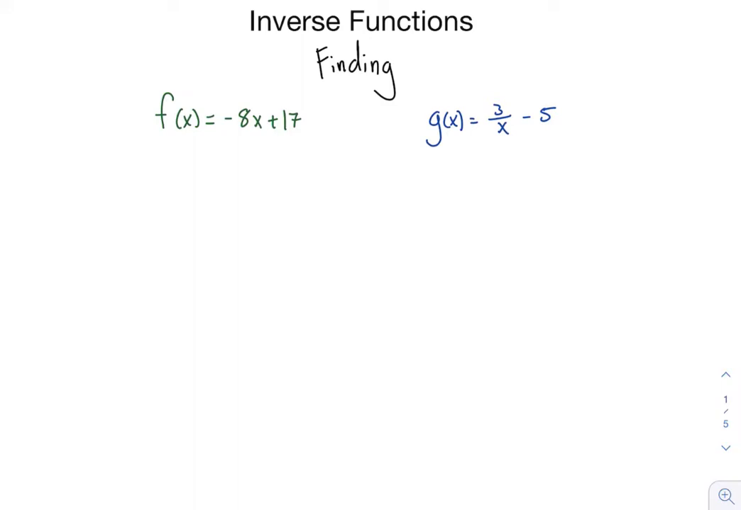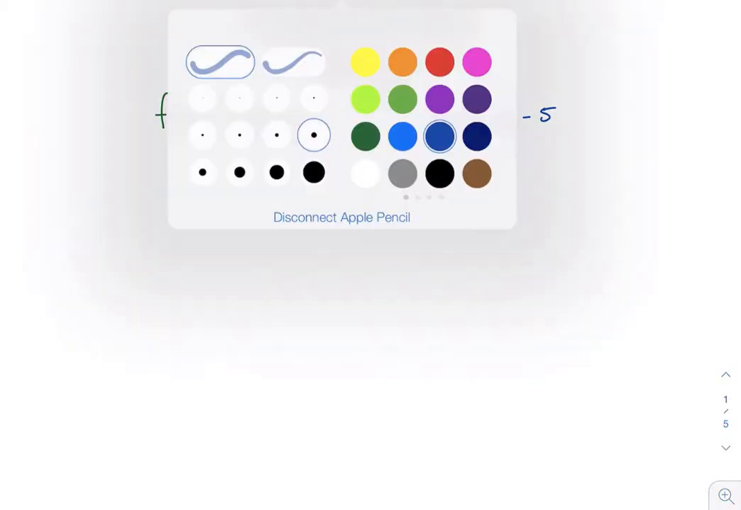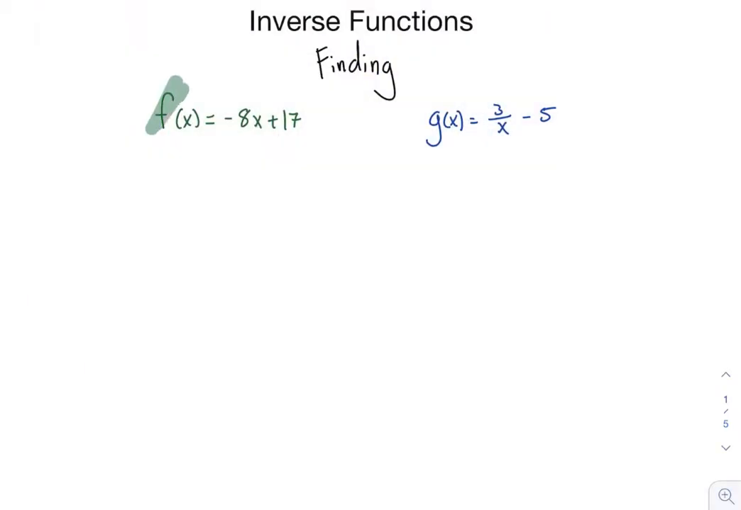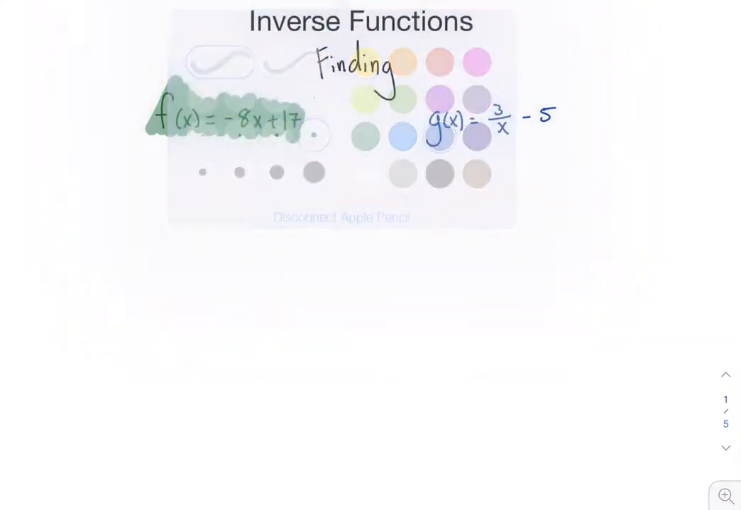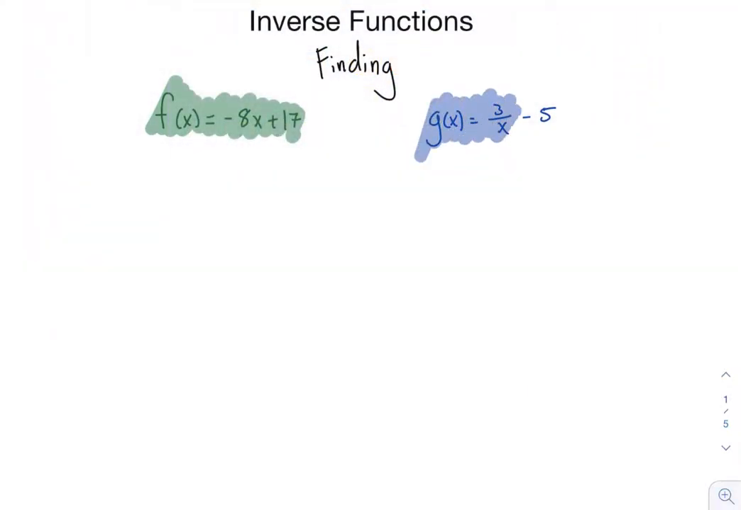Hello everyone. Today in this video we are going to be learning how to find inverse functions. So we have two different functions here, so we'll do two different examples. The first function is f of x equals negative 8x plus 17 and g of x equals 3 divided by x minus 5. So we're going to be finding inverse functions.